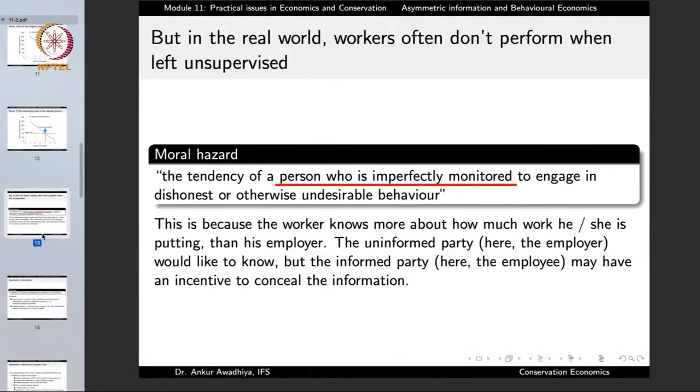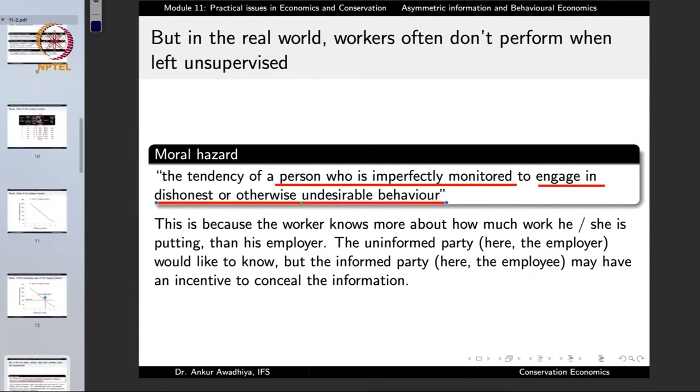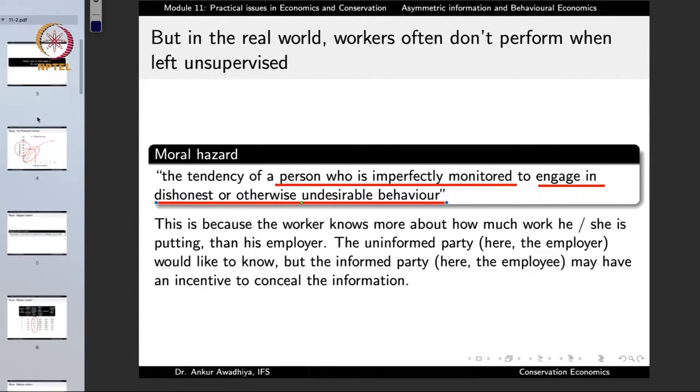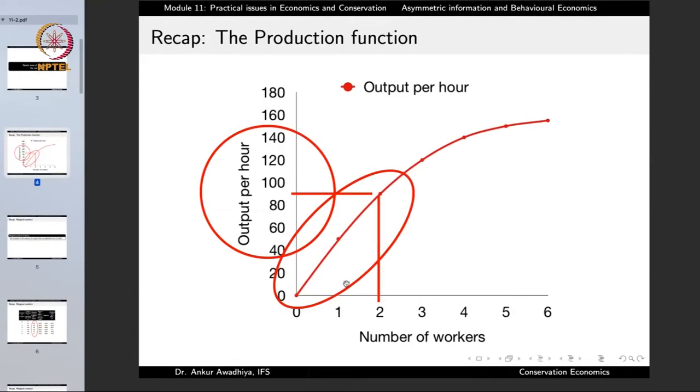If people are not perfectly monitored, then it is possible that they will engage in dishonest or otherwise undesirable behavior. In other words, what we are saying here is that even when you have these two workers, and in theory, they should be giving out this output of 90 units of products in an hour, in a number of cases, if they are not properly supervised, they will not make this. There will be a number of situations in which workers might try to steal, or workers may just spend their time or waste their time and do nothing.